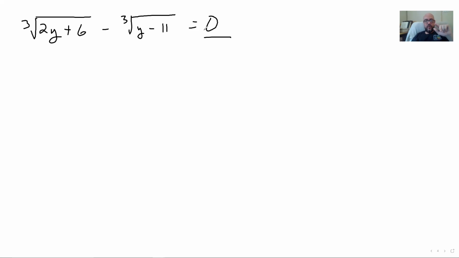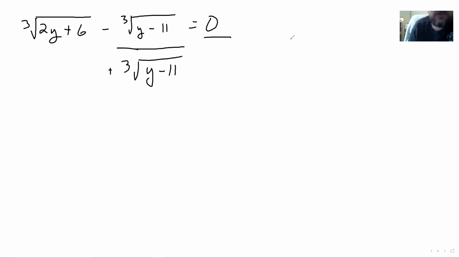But since it's a 0, when I add this term over here, which is what I'm going to do, I'm going to add this term over to the other side. It all works out nicely. The cube roots just go away, and then you're done. So I'm going to add the third root of y minus 11 to both sides.